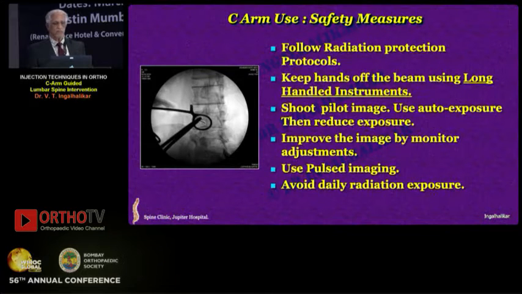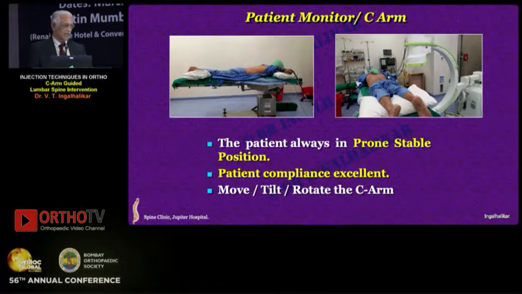So when we use the procedure, we say follow radiation protection. We keep our hands off the beam using long-handled instruments. We hold the needle with a long needle holder. We have a localizer ring or a swab holder, and use them as a marker. Then we shoot a pilot image, use auto exposure, and then reduce the exposure. Improve the image by monitor adjustments, brightness, contrast. Use pulse imaging, and we don't do it daily. My colleagues do it on alternate days or twice a week, something like that.